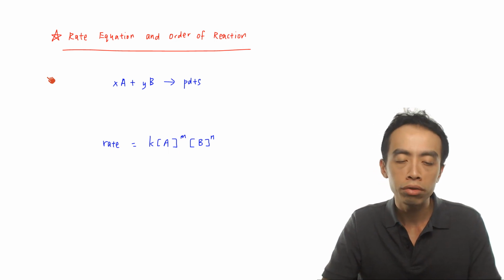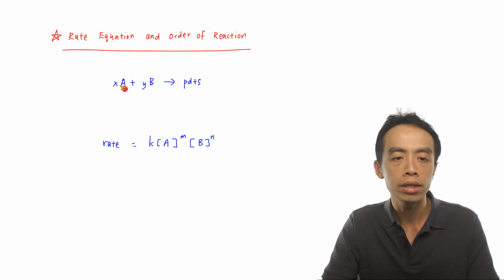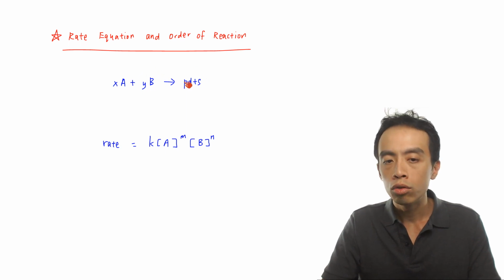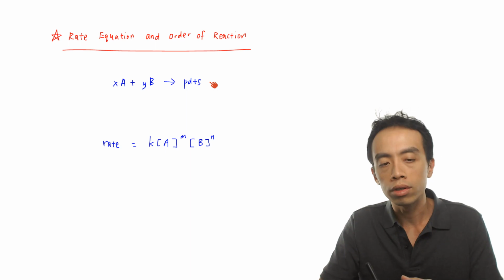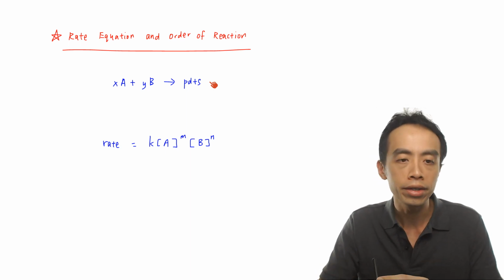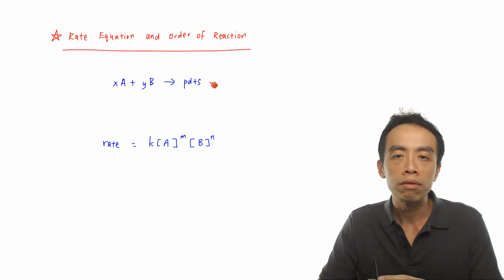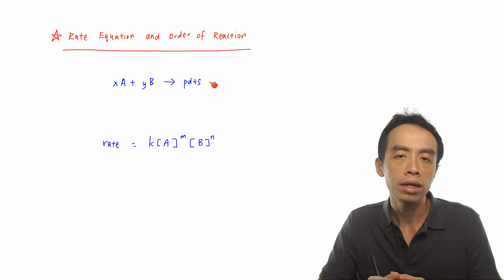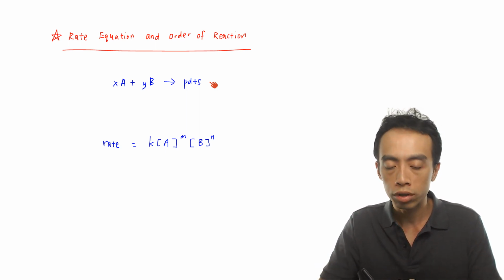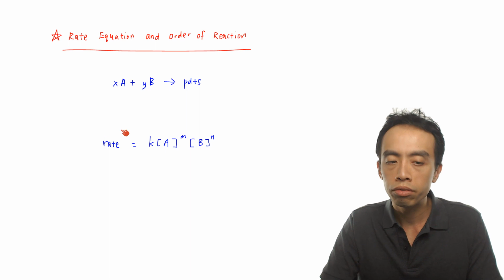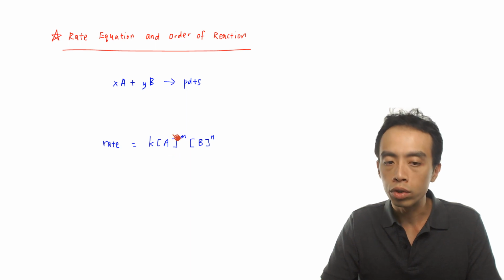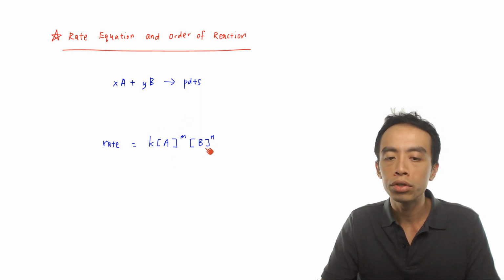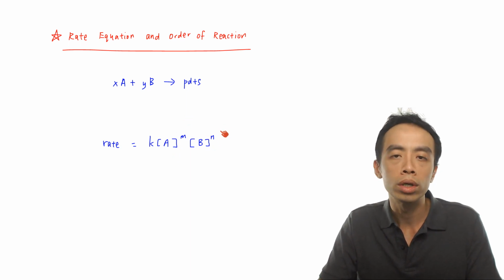If I have a very general equation here involving xA and yB to give me some products, usually in kinetics, the products are not so important. We're more interested in the reactants. Now, if I know that I have two reactants, A and B, then I can write out a general rate equation, which will look something like this. The rate of the reaction will be equal to a rate constant k multiplied by the concentration of A to a certain power m and the concentration of B to a certain power n.